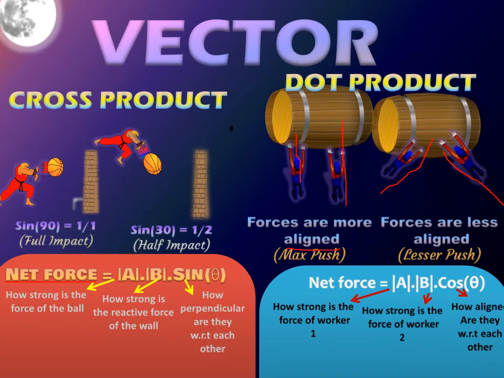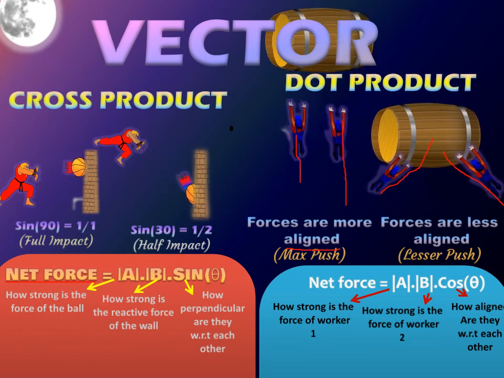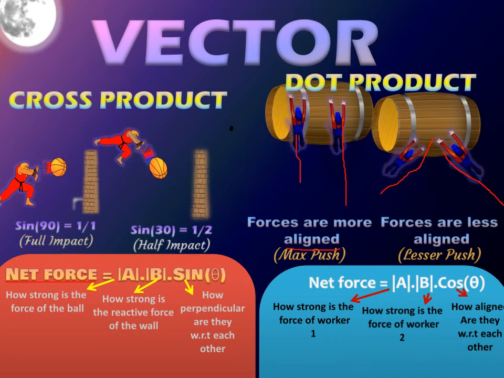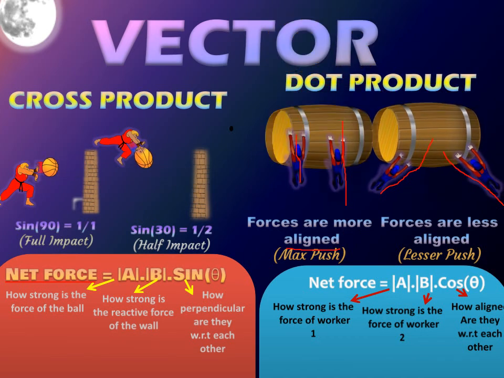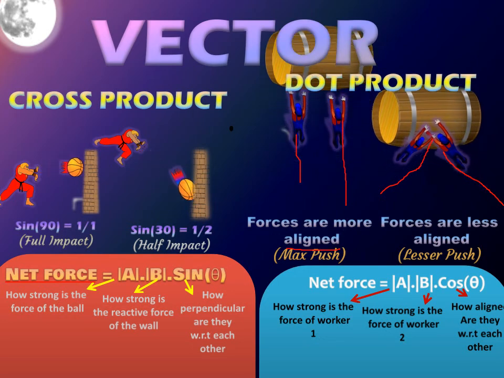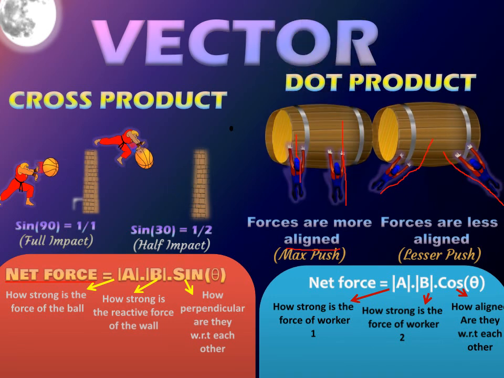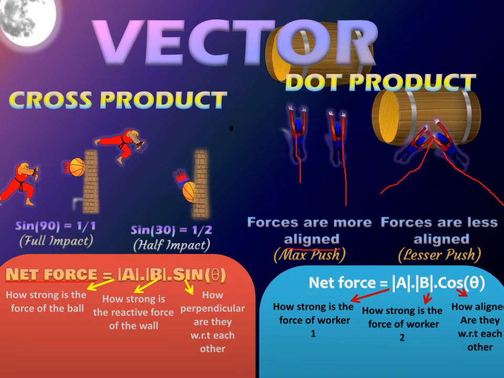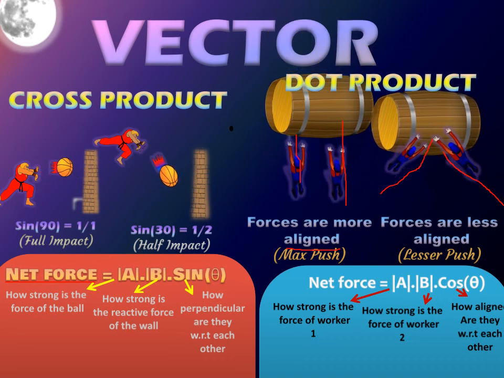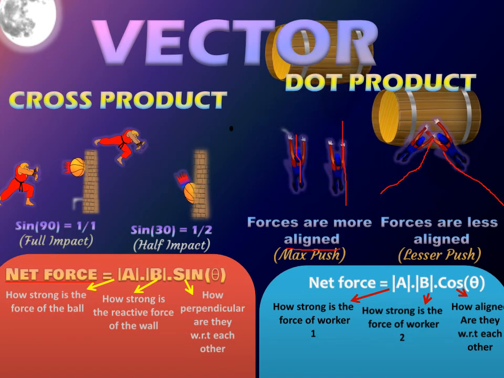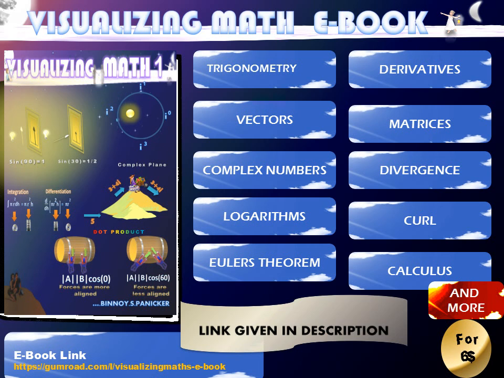Now let us look at the formula for dot product. Magnitude of A is the force with which worker 1 is pushing the drum. Magnitude of B is the force with which the second worker is pushing the drum. Cos theta is a measure of how much aligned they are with each other. If they are aligned with each other at 0 degrees, the maximum alignment is at 0 degrees, they are parallel to each other, the force is maximum. If they are at an angle of 60 degrees with respect to each other when they are pushing the drum, now cos of 60 will happen. Cos of 60 is half, so this means at 60 degrees if they are pushing the drum, the net force reduces to half.